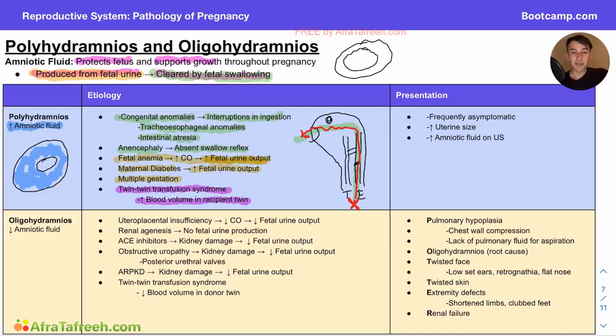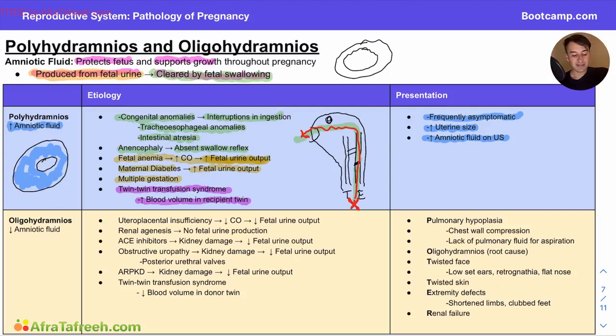So let's talk a little bit about the prognosis, management, and presentation of our polyhydramnios. Frequently, these patients are asymptomatic. There's really not a lot of problems with too much amniotic fluid. It tends to be rather benign, and so we might see increased uterine size because the uterus is stretching to accommodate this extra fluid. But in terms of complications, we're really not going to have much. We might see increased amniotic fluid on ultrasound, but these babies are generally going to do fairly well despite having an extra amount of amniotic fluid.